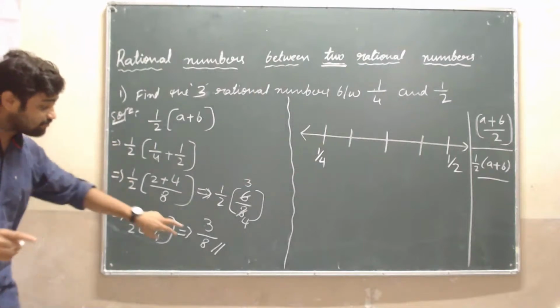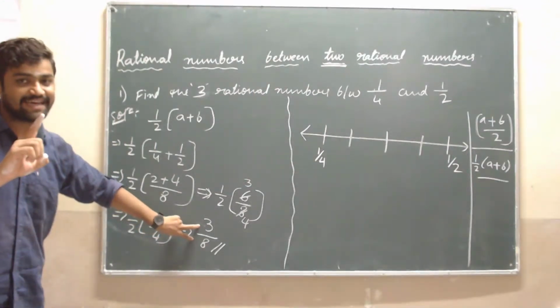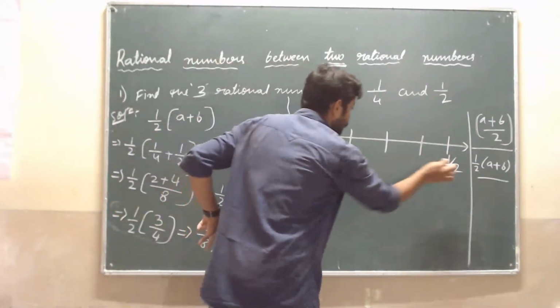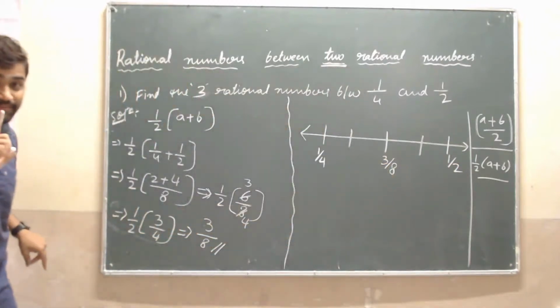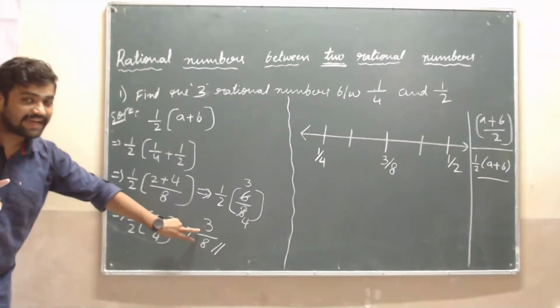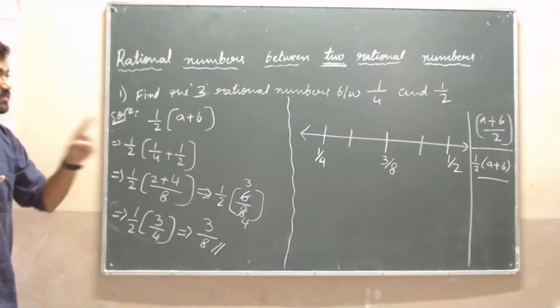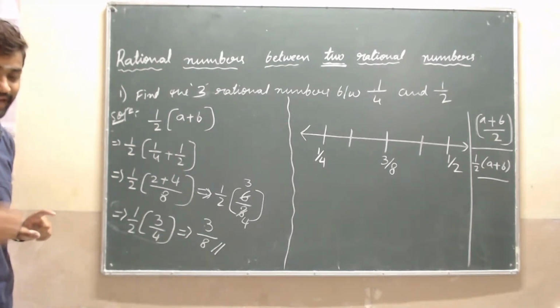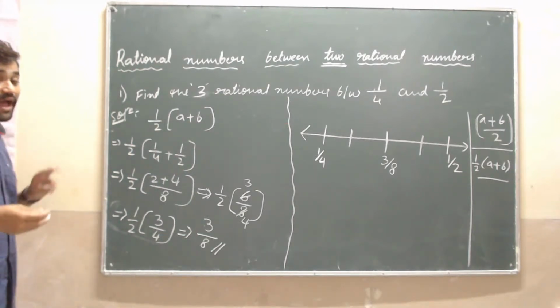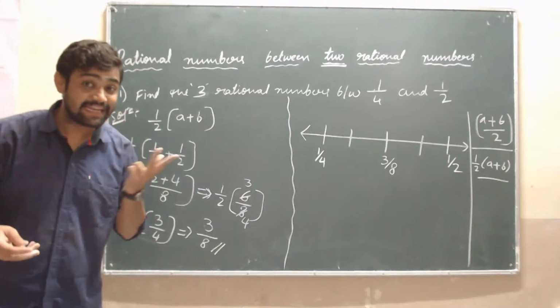First, we have got the first rational number between 1 by 4 and 1 by 2, that is 3 by 8. Are you getting my point? This 3 by 8 is the first rational number between 1 by 4 and 1 by 2. Then again we have to find the two rational numbers.